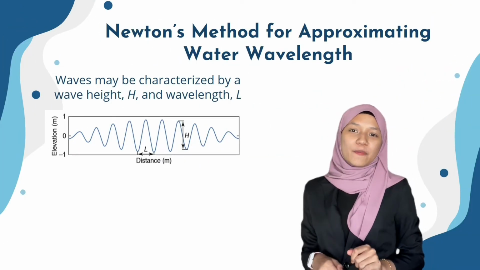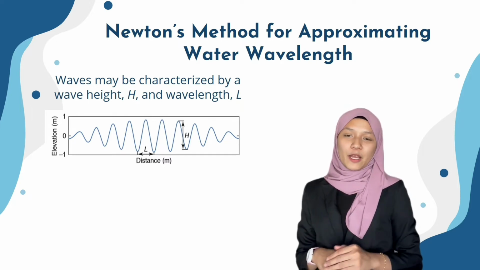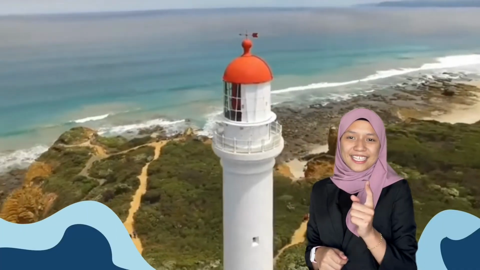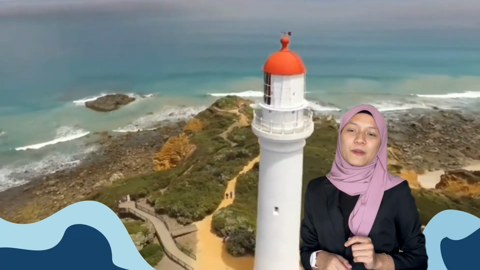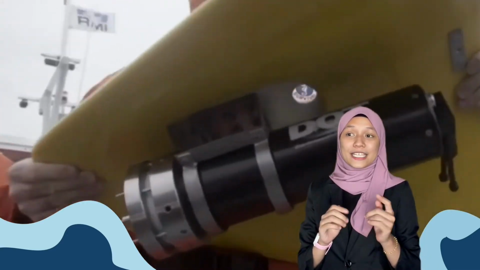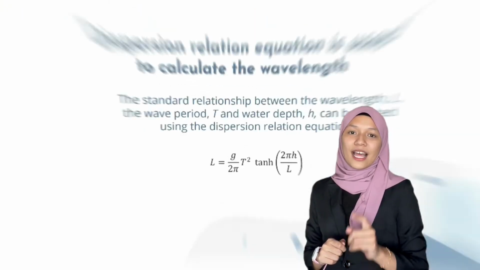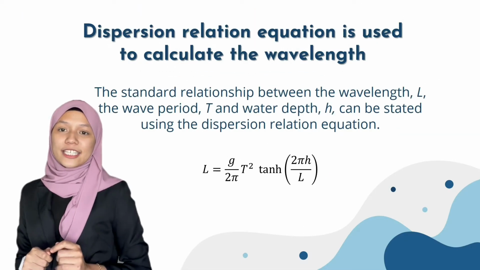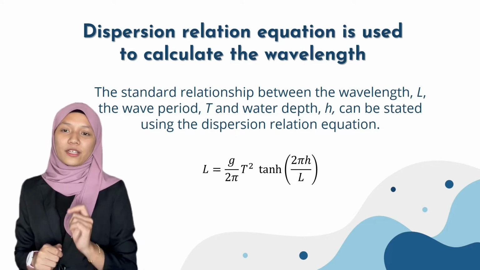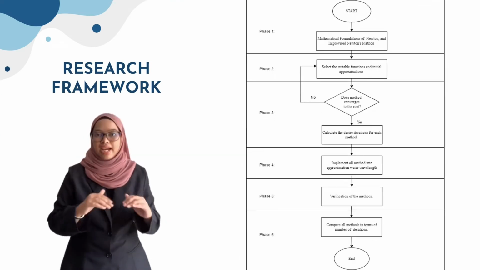Following with Newton's method for approximating water wavelength, waves themselves may be categorized by wave height and wavelength. Why do we need to calculate the wavelength? This is because wavelength is important to place a lighthouse for towns located near the coast, and for the sensors placed beneath the sea in order to give alerts when wavelength reaches a risky level. Last but not least, the dispersion relation equation is used to compute the wavelength for various wave periods and water depth. This is the research framework that we use as a guideline for our study.